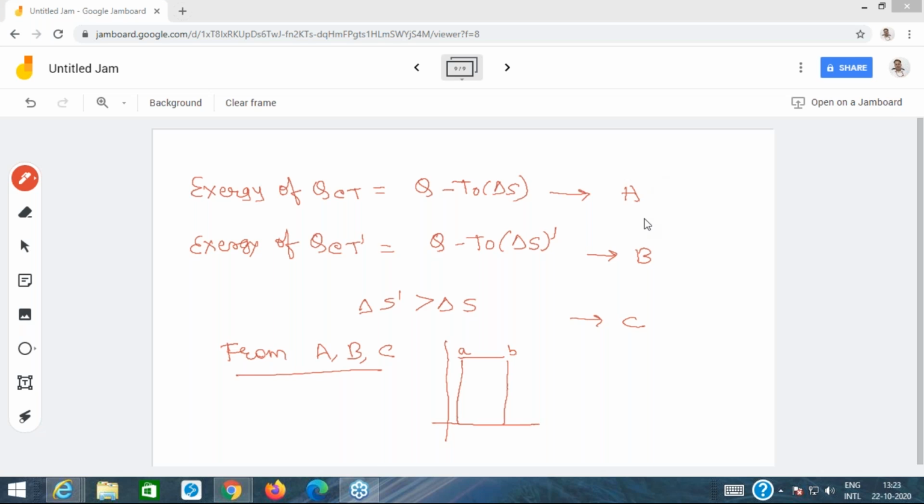Yeah, correct. No, the area under A to B is not delta S, sorry. The area under A to B is the heat transfer. Tanaya, it is correct, right? So the area under A to B is the heat transfer. Now, what is the area under C to D?